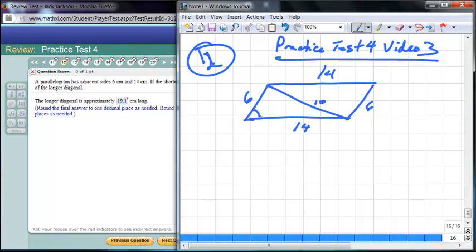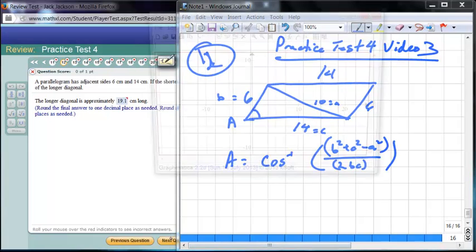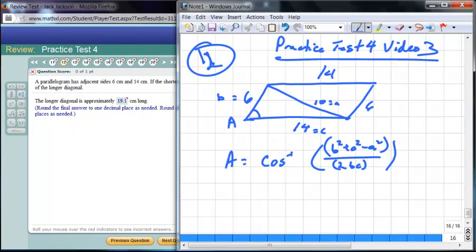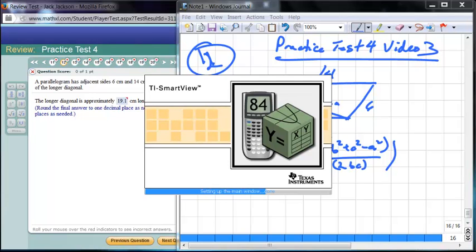So I'm going to start by finding this angle right here. Let me call that A. And then say one of these is B and one is C. Okay? So we know A is the inverse cosine of B squared plus C squared minus A squared over 2BC. So let's start up my calculator here, and we're going to work this out on the calculator.